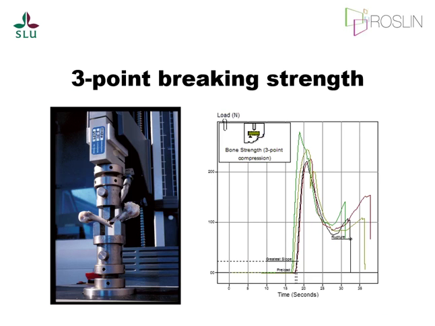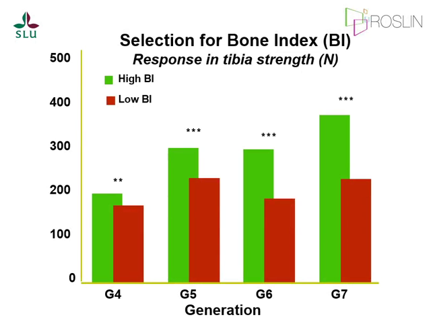One of the phenotypes is breaking strength, and we use a jig like the one here, with basically 3-point breaking strength. You simply measure the breaking strength in Newtons, and that's the phenotype we use. We can do that on multiple bones and derive an index that way.